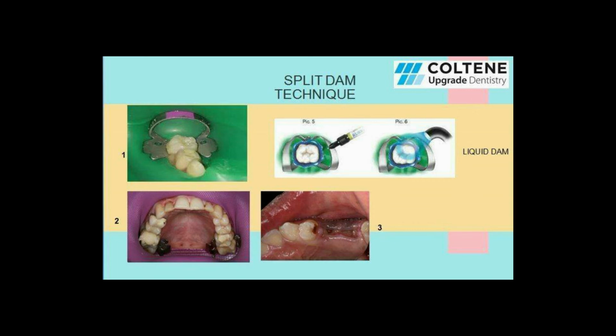One more picture here shows us the use of liquid dam. Liquid dam is a flowable material which can be easily cured, and it is used to prevent the leakage which occurs around the tooth which has been rubber dam clamped, or which has a rubber dam sheet over it.